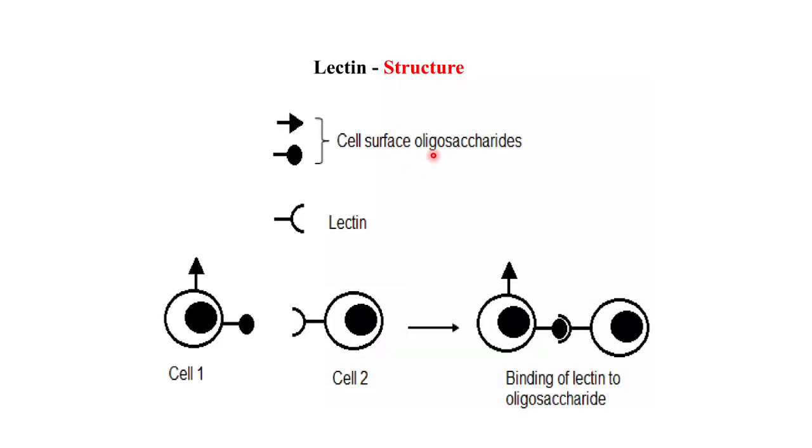So this is a cell surface oligosaccharide. This you can term as lectins. So this is cell one, where you have the cell surface oligosaccharides, and this is your cell two. If you can see over here, this is your induced fit model. So you can also call it the lock and key model. Only the lectin and the carbohydrate are going to come together where there is a fit of structure. This is what you observe in cell 1 and cell 2, and this is the binding of the lectin to your oligosaccharide. In this way the two cells come together and communicate.